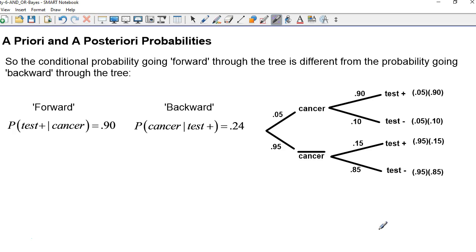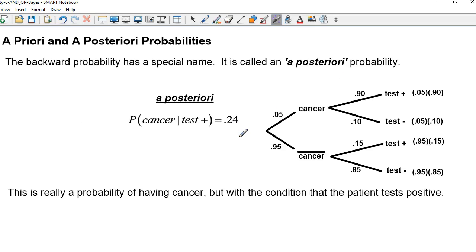Okay, so we're going to define something else about these forward and backward direction probabilities. The conditional probability going forward through the tree is different from the conditional probability going backward through the tree, which we shouldn't be surprised by, because when we talked about conditional probabilities, we said it makes a big difference which one is the condition. Right? So going, quote, forward through the tree, that's the probability of testing positive given that you have cancer. That's 90% chance. The probability that we have cancer given that we test positive, going backward through the tree, that probability is only 24%. Okay, so there are some names for these things.